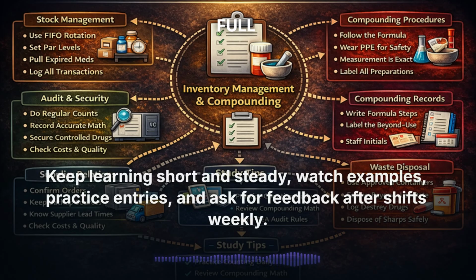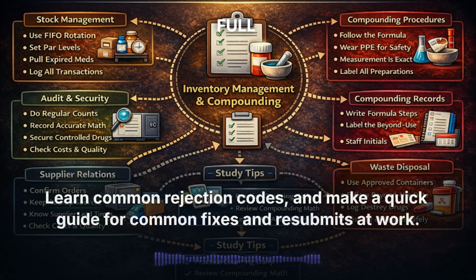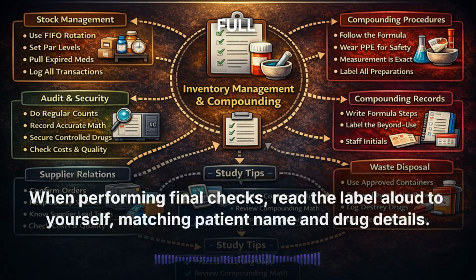Keep learning short and steady, watch examples, practice entries, and ask for feedback after shifts weekly. Learn common rejection codes, and make a quick guide for common fixes and resubmits at work. When performing final checks, read the label aloud to yourself, matching patient name and drug details.